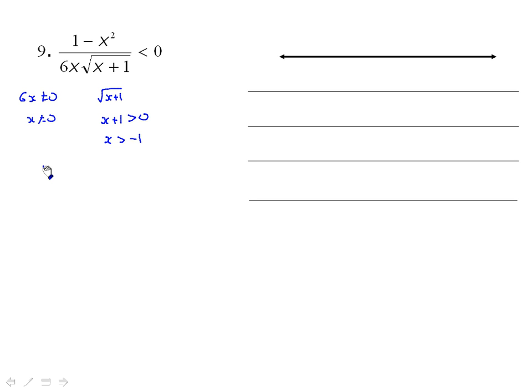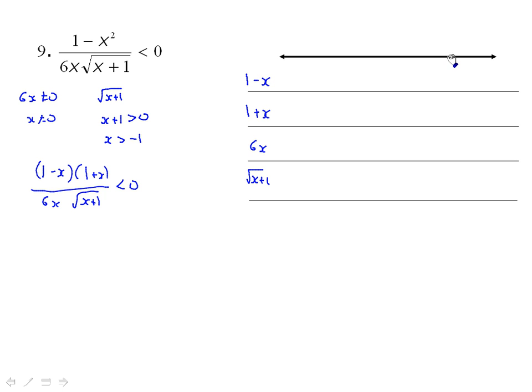As well, that numerator will factor into 1 minus x times 1 plus x. And then the denominator is 6x root x plus 1. And we want where this thing is negative. So I'm going to list each of the factors: 1 minus x, 1 plus x, 6x, and then root x plus 1.